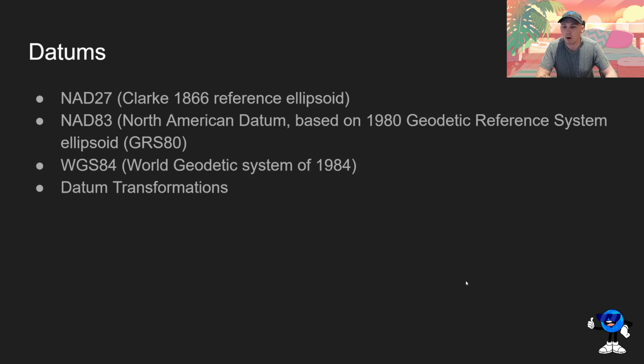For datums, there are a couple different datums you will need to know. There's NAD 27, which is based on the Clarke 1866 reference ellipsoid; NAD 83, which is the North American Datum and is based on the 1980 Geodetic Reference System ellipsoid; and WGS 84, which is the World Geodetic System of 1984. And then there are also datum transformations, which are a way to alter the measurements from one datum to another.